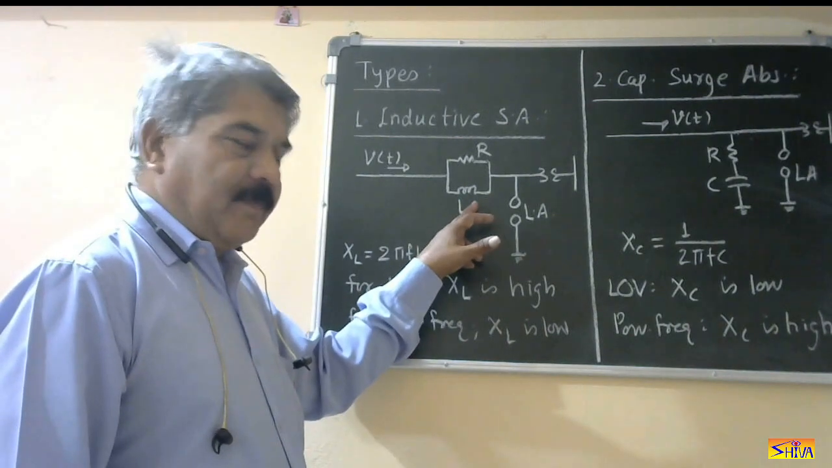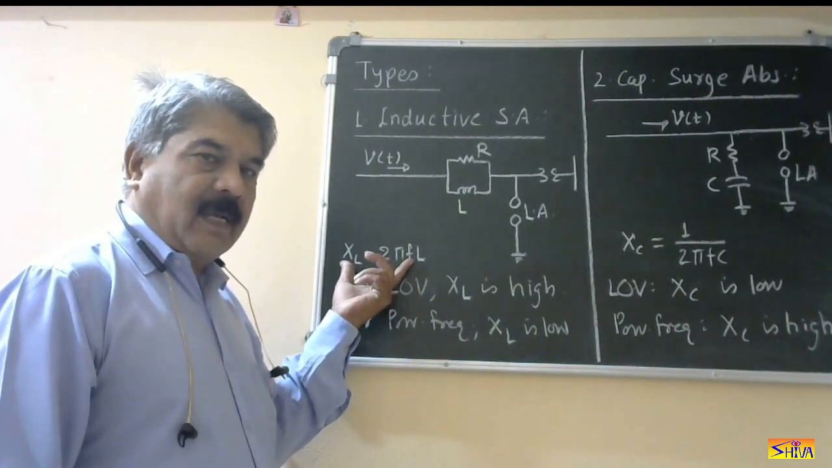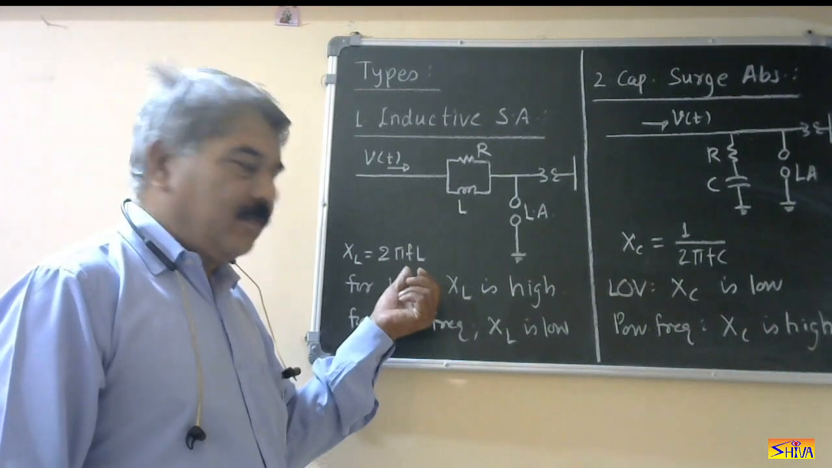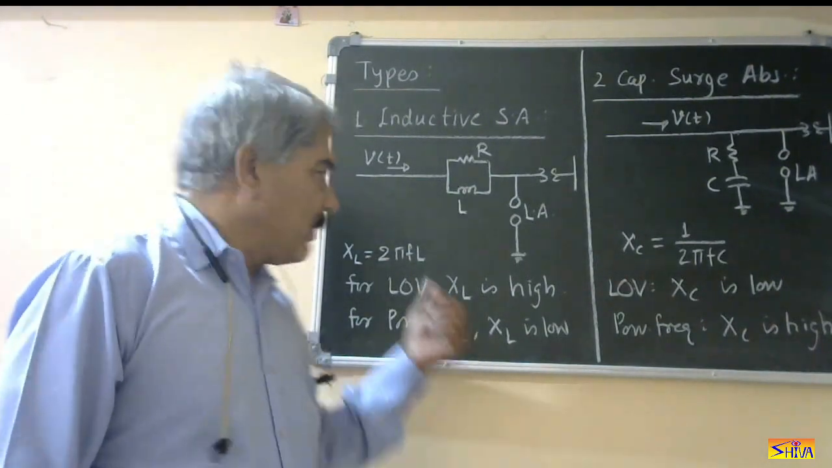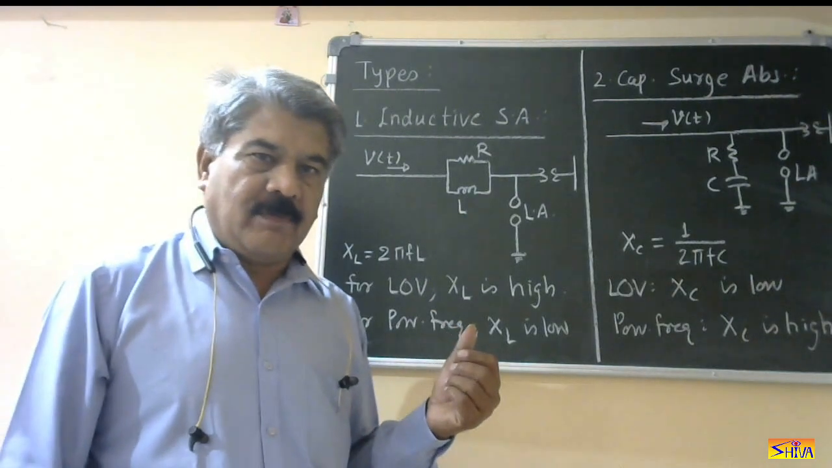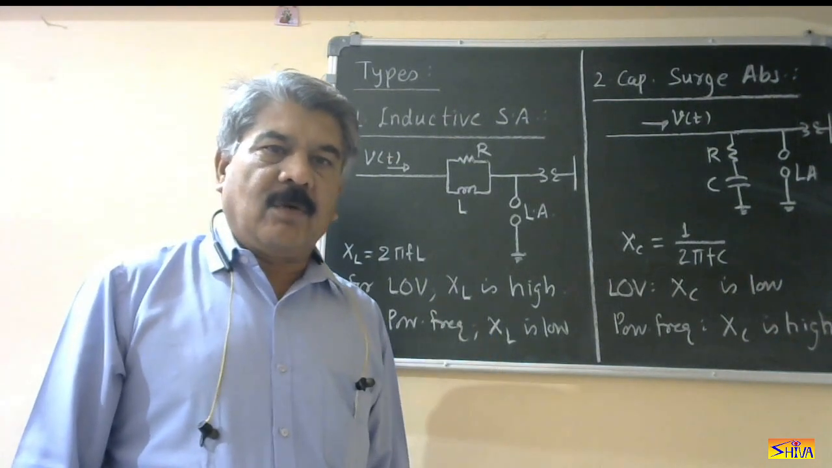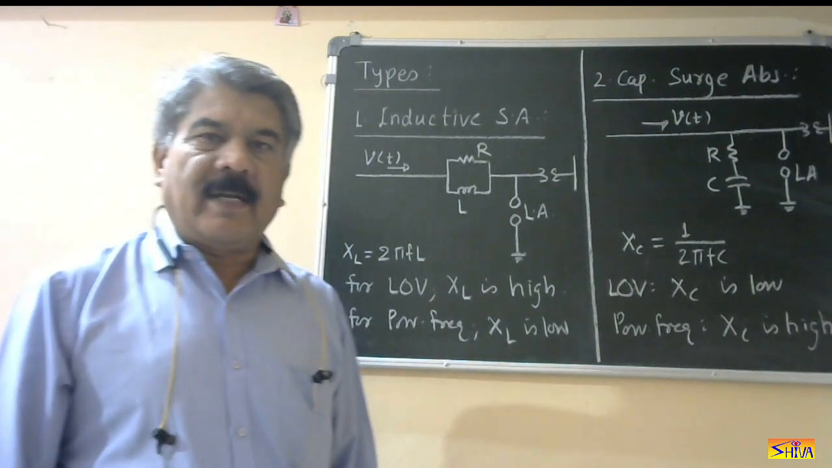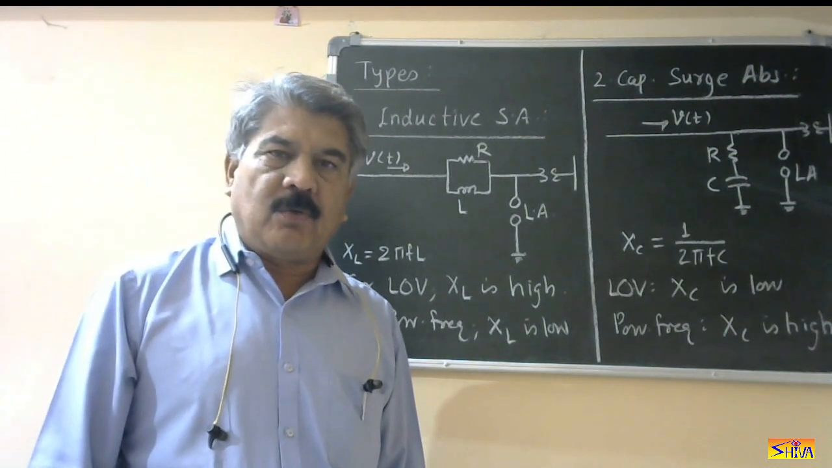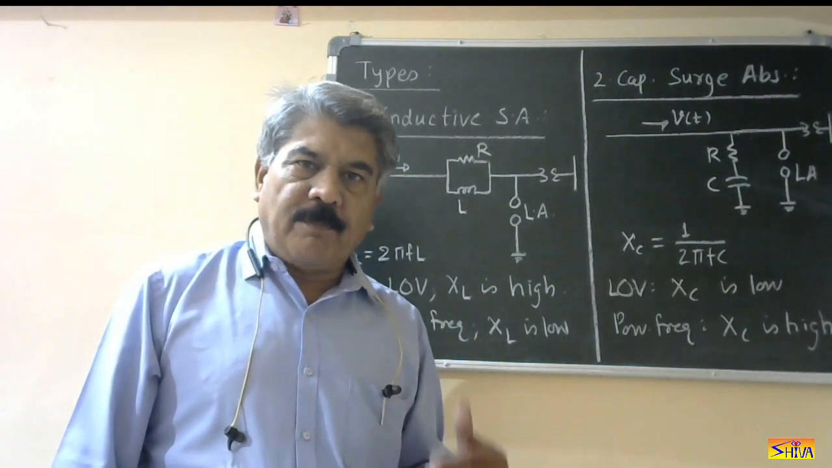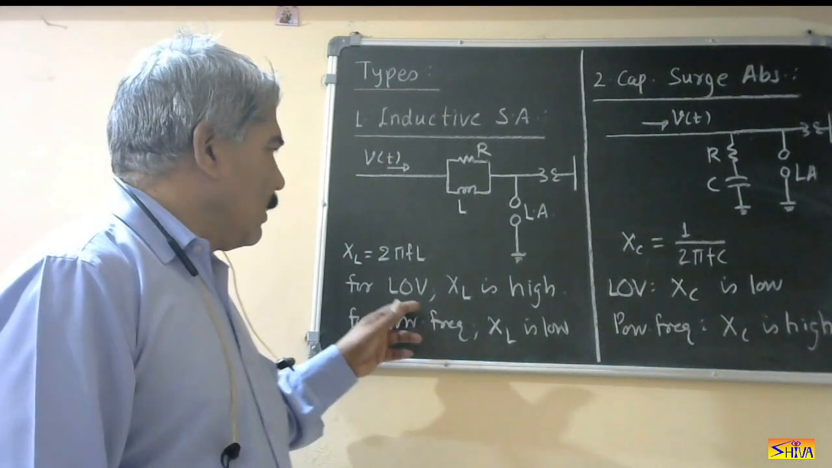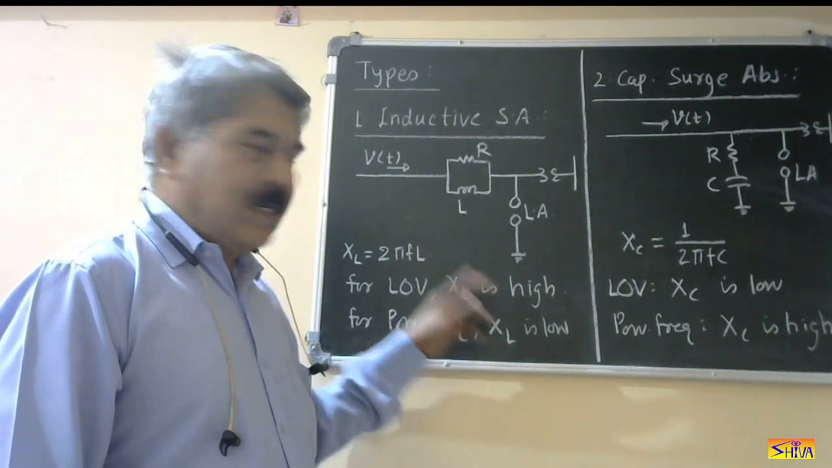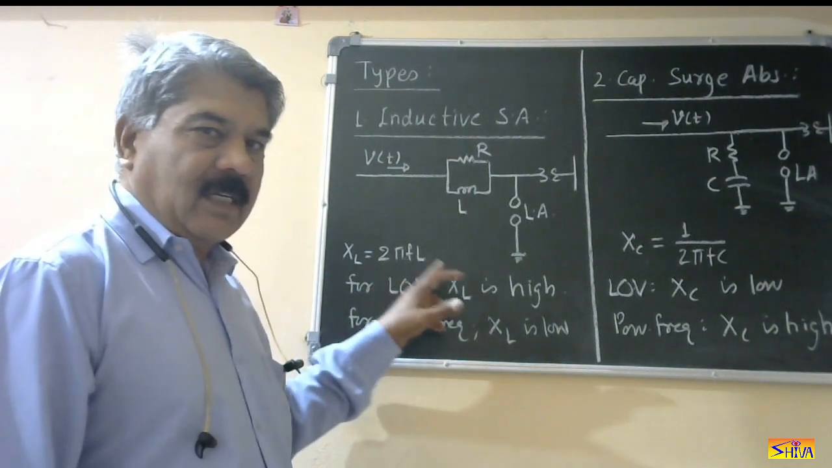This is the inductor. Inductive reactance is given by XL = 2πFL. L is the magnitude of the inductor, and F is the frequency of the incoming voltage wave. If it is a lightning over voltage, then we know that the rise time is 1.2 microsecond. So if we compute the frequency, it will be high. If frequency is high, XL will be high. That is, this inductive reactance will be high.